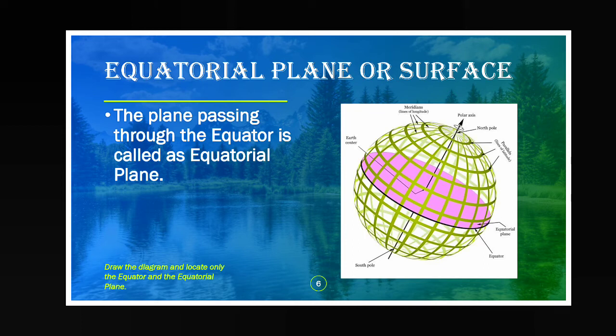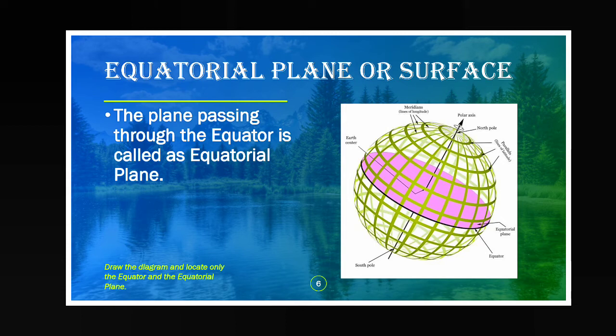So this is the plane. Pink color portion, you can see this pink color portion, that means around the equator, through the equator. When we are searching a plane surface, that is called what? Equatorial plane or equatorial surface. Here also you have to write down: the plane passing through the equator is called the equatorial plane.